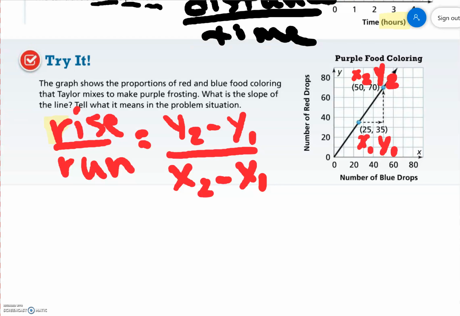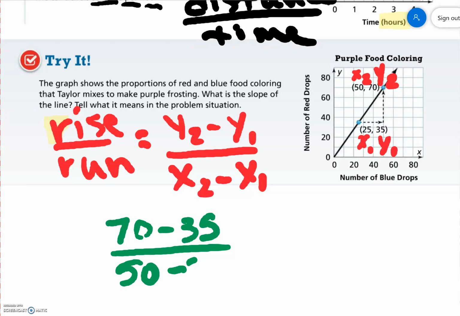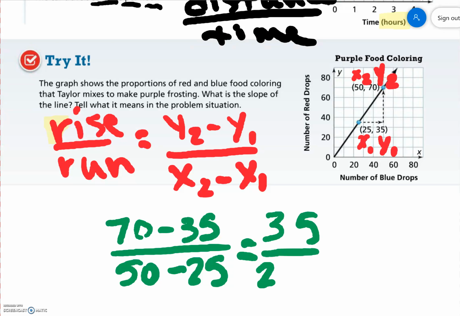Okay, so hopefully you set it up like 35 minus 70. Oops, even I did that wrong. y2 first, Miss Justinger. 70 minus 35 over 50 minus 25. Well, 70 minus 35, I believe, is 25. Wait a second, is it? No, silly. I'm on a roll today. 70 minus 35 is 35. 50 minus 25 is 25.